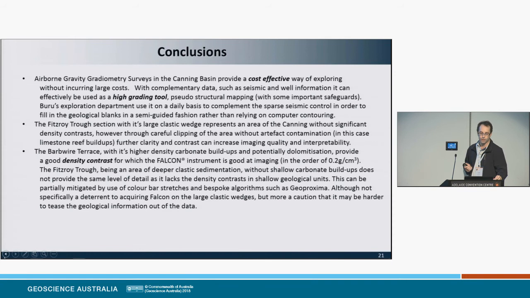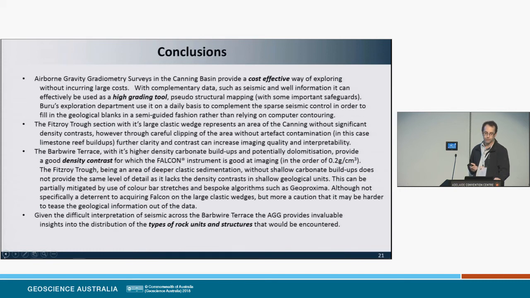The Fitzroy Trough section, with its large clastic wedge, represents an area of the Canning without significant density contrast. However, through careful clipping of the area without artefact contamination, further clarity and contrast can increase the image quality and interpretability.